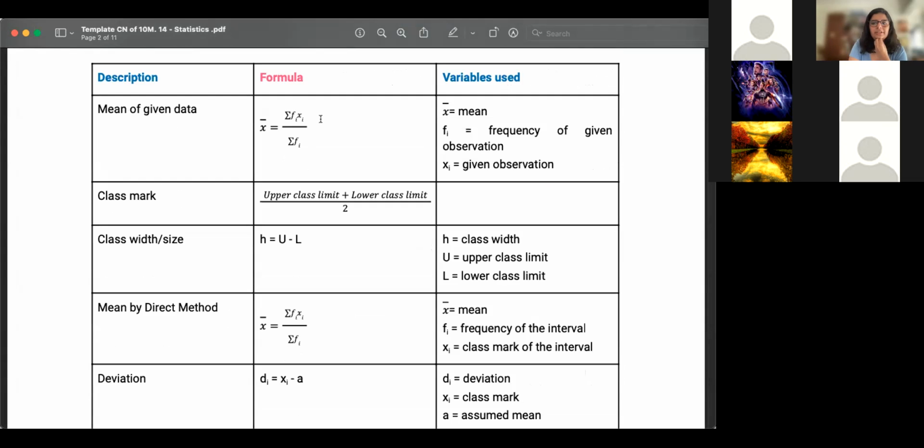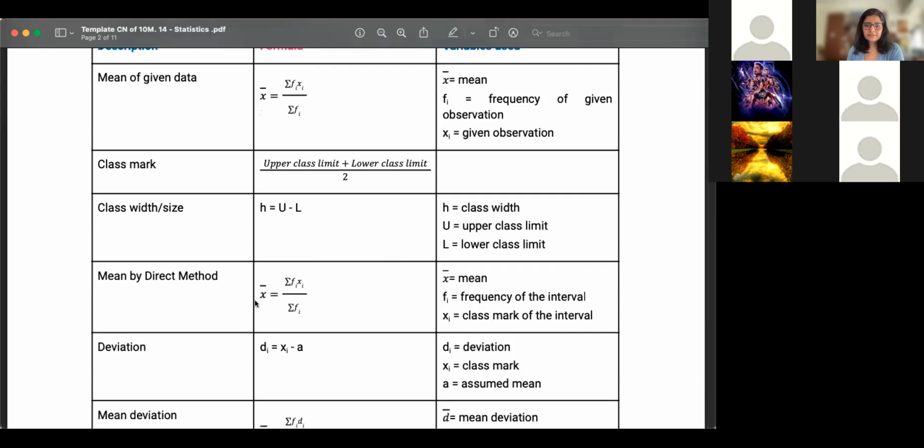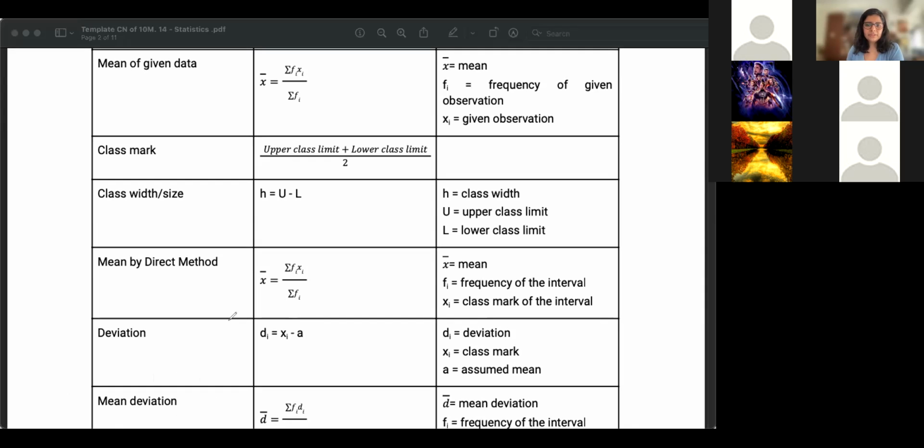Okay, mean of given data, the direct method is pretty easy. The logic is exactly the same as whatever you guys have always learned. So mean is always represented by a bar, x bar. If you're finding the mean of x, where x is the observation here, then x bar. So in the direct method, mean is x bar equal to sigma fi xi divided by sigma fi.